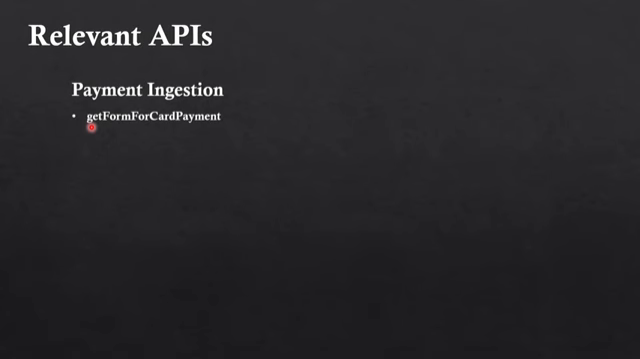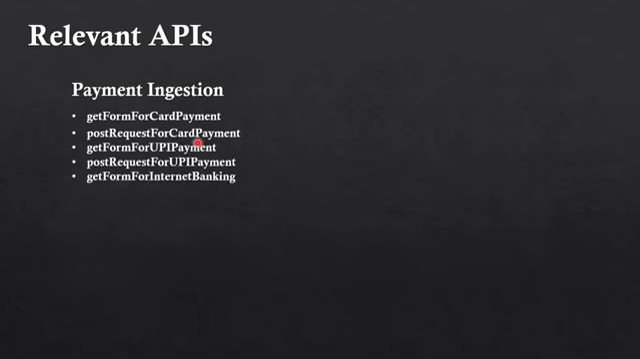Once we get those details, you need to post the request for the card payment. What this API will do is start the ingestion for the card payment, store it in the database, and finally put the request in the distributed queue also. Similar to this we will have APIs for UPI and for internet banking.